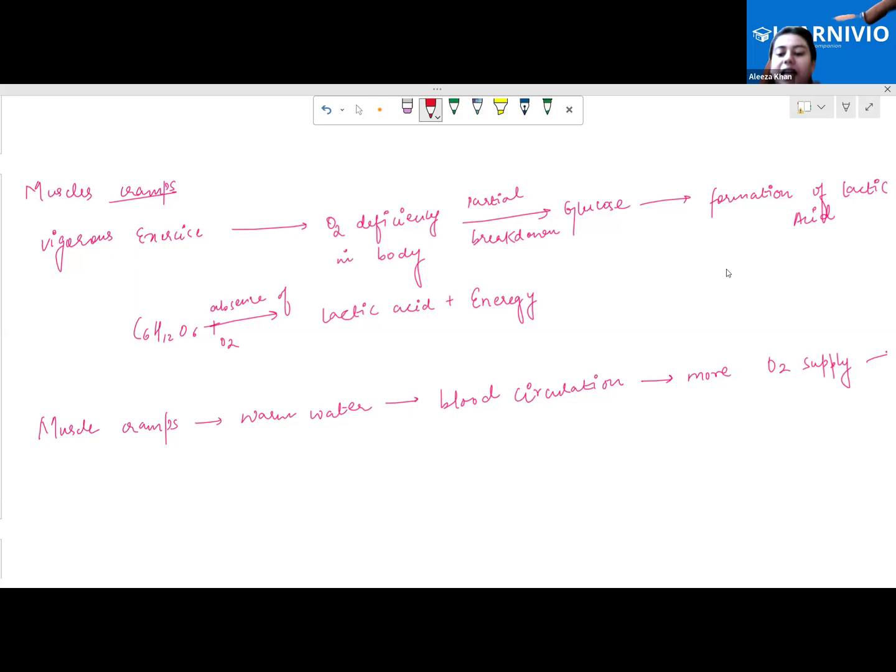But how will it take place without oxygen? I'm telling you, let's say you have come from a vigorous exercise. What could be the vigorous exercise here? Ma'am, like in the gym, you're doing the workout. Are you only running? Running, walking, cycling, or swimming?